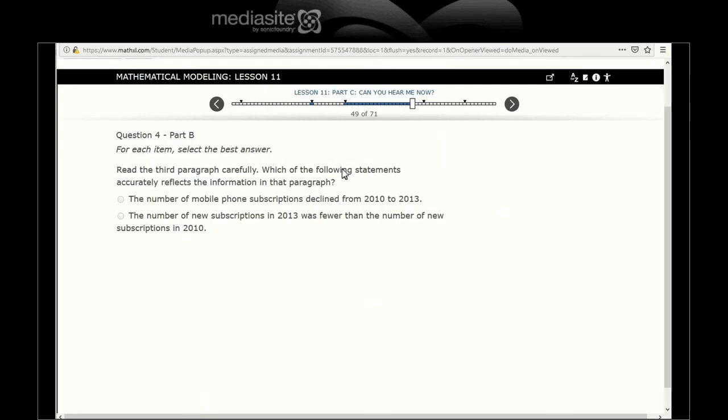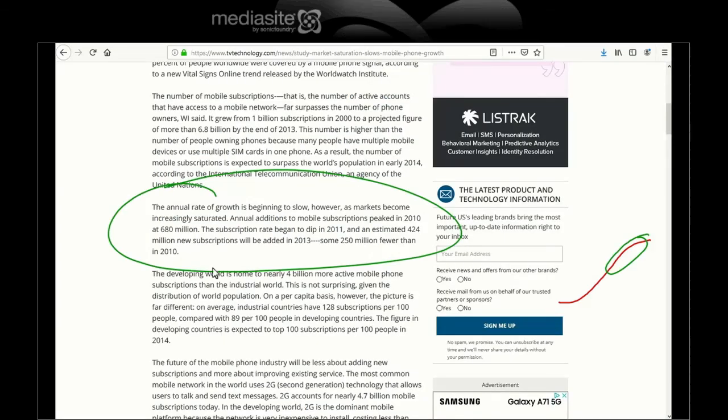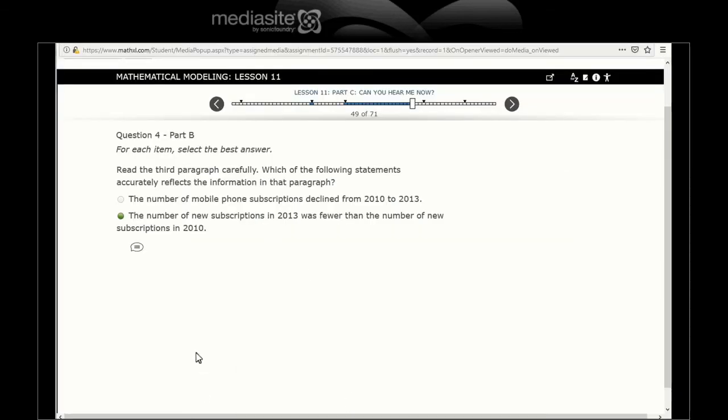Read the third paragraph. Which of the following statements accurately reflects the information? The number of phone subscriptions declined from 2010 to 2013. The number of new subscriptions in 2013 was fewer than the number of new subscriptions in 2010. Okay, so did the number of subscriptions decline, or just new subscriptions? The new subscriptions are declining. There you go.